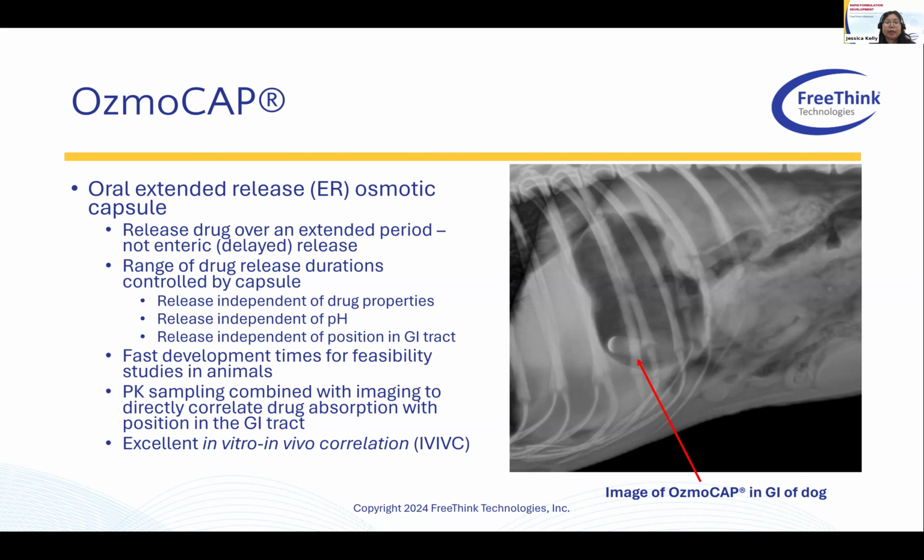So this means that OsmoCap has an advantage over other technologies like matrix tablets that can be more affected by drug properties. OsmoCap also has fast development times. OsmoCap uses capsule technology compared to an osmotic tablet technology, which is a bilayer coated tablet, which may have more complex equipment for manufacture and also may take a longer time for manufacture. And we can see that by combining PK sampling with imaging, OsmoCap can directly correlate the drug absorption with the position in the GI tract. If you take a look at our pictures here, we can see OsmoCap in a dog.